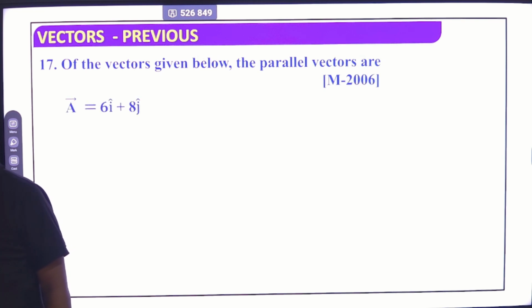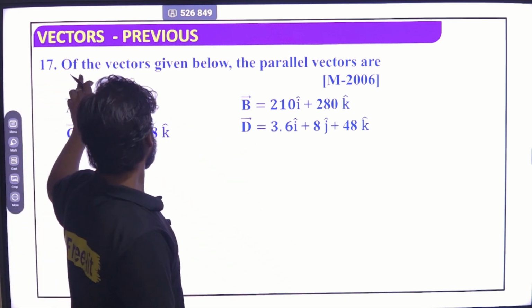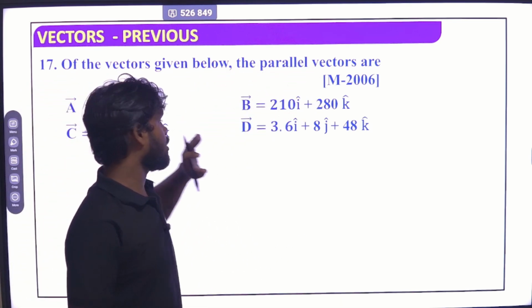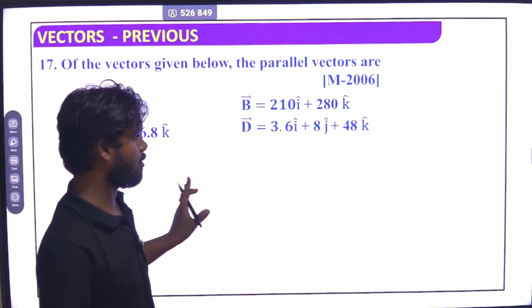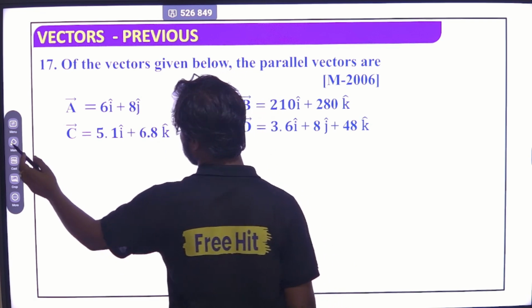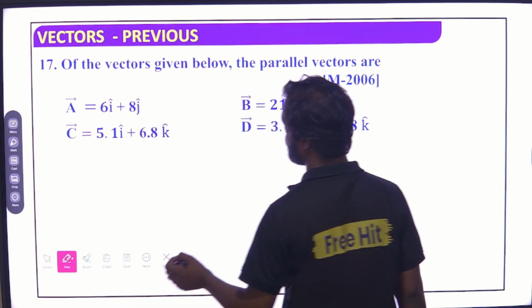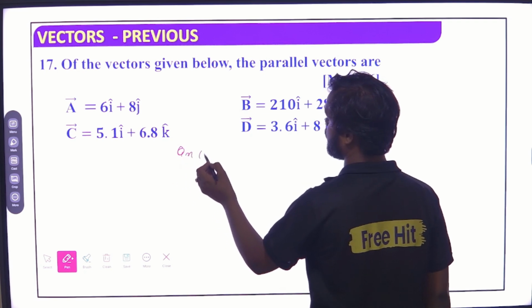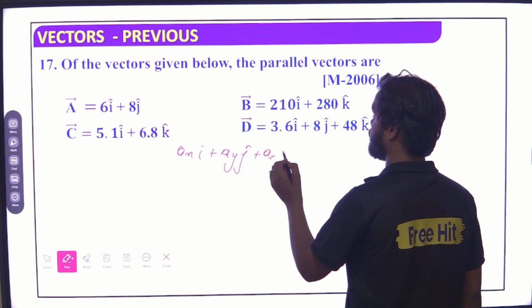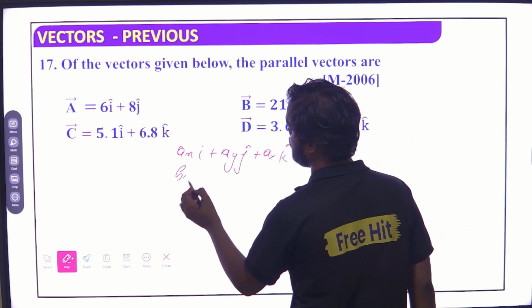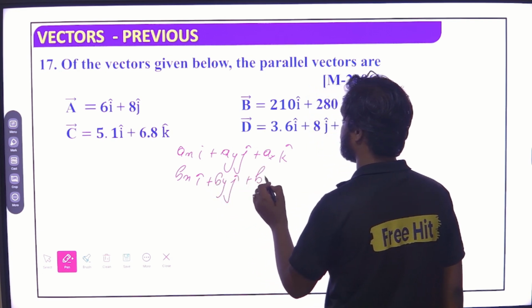You have to check which two vectors are the parallel vectors. The question is: of the two vectors given below, the parallel vectors are. You have to check which vector is parallel. How to check whether vectors are parallel or not? Suppose there are two vectors. Let me write ax i cap plus ay j cap plus az k cap, and another vector bx i cap plus by j cap plus bz k cap.